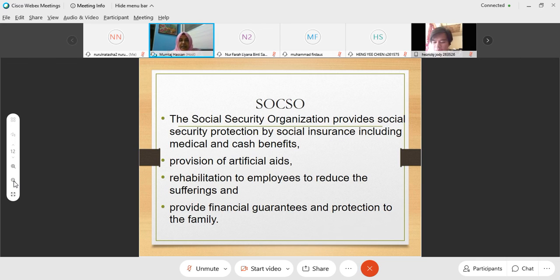Okay. Artificial aid is like kaki palsu or tangan palsu. When there's an accident, you have to get bantuan secara artificial. Then rehabilitation to employees to reduce suffering. That means you'll be given something like physiotherapy, to reduce the suffering, and also financial guarantee and protection to the families. That means in case of death, the family also will get the protection.